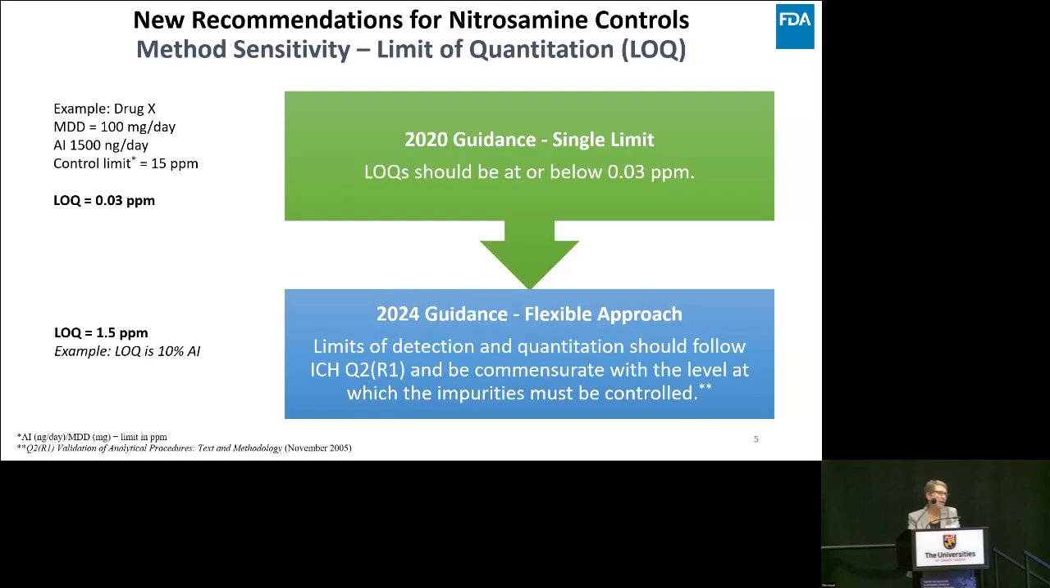So the target for a nitrosamine impurity would be the AI. That's your target limit. And I've given a little example of how this differs on the left-hand side of the slide. For a made-up drug that has an MDD of 100 milligrams per day and an AI of 1,500 nanograms per day, the control limit for such a drug would be 15 ppm, and that's just the conversion of the 1,500 nanograms to ppm. So per the old guidance, the recommendation would have been an LOQ of 0.03, even though the AI is quite high. In the 2024 guidance, if a manufacturer, for example, chose an LOQ that was 10% of the AI, which is a reasonable way to set an LOQ, the LOQ could be 1.5 ppm. So you can see that's a difference that would be helpful to manufacturers. It gives a lot more flexibility for the method sensitivity.